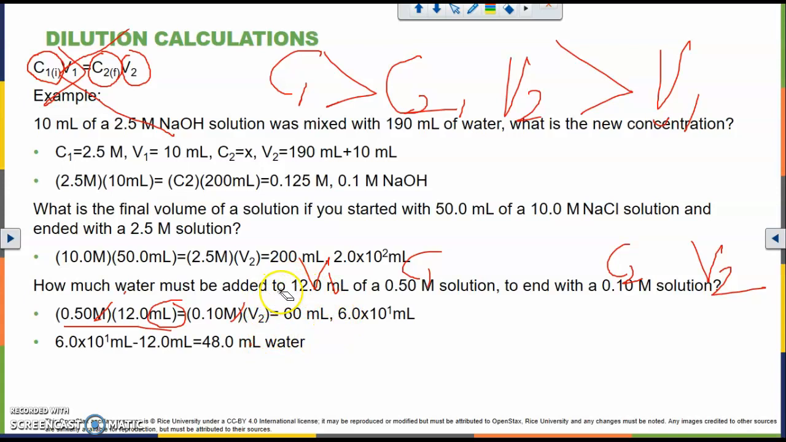Alright, so I hope that you have mastered the art of concentration units, the effects of colligative properties, and dilution calculations in this learning plan.